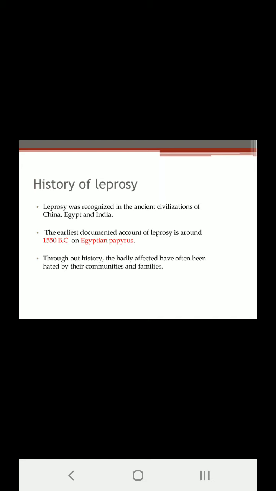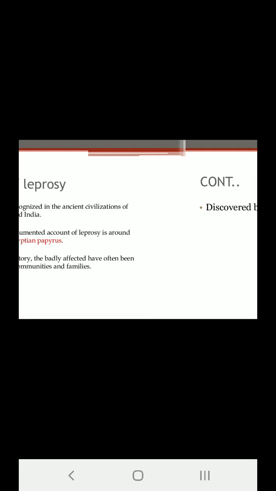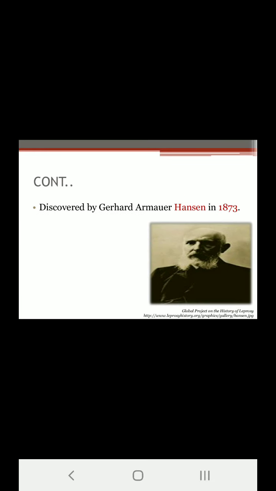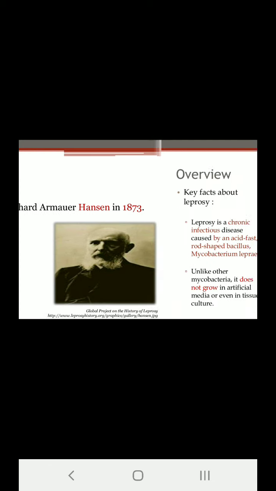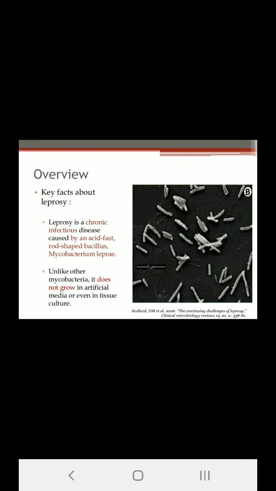Leprosy is a disease of the ancient civilizations of China, Egypt, and India. The earliest documented case was way back in 1550. It was discovered by Gerhard Armauer Hansen in 1873, hence known as Hansen's disease. The most important feature or key fact about leprosy is that it is a very chronic disease caused by an acid-fast, rod-shaped bacillus known as Mycobacterium leprae.